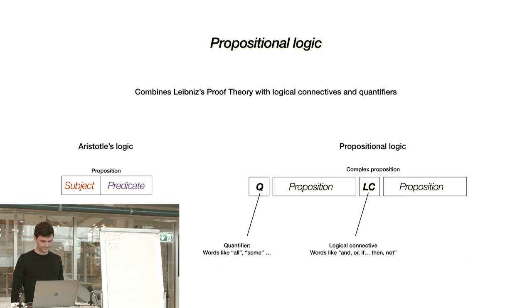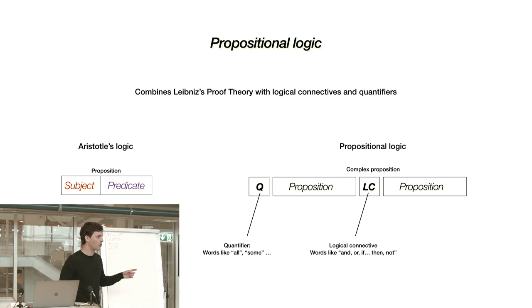And instead of concentrating on a single proposition and its parts, like here on the left, subject and predicate, he says, let's try to determine the truth of complex propositions. This means propositions which consist of more propositions joined together with connectives. And you see what connectives and qualifiers are. So he introduced qualifiers, for example, words like all, some, for example, all men, some men, or logical connectives, which are words like and, or, if, then, not.